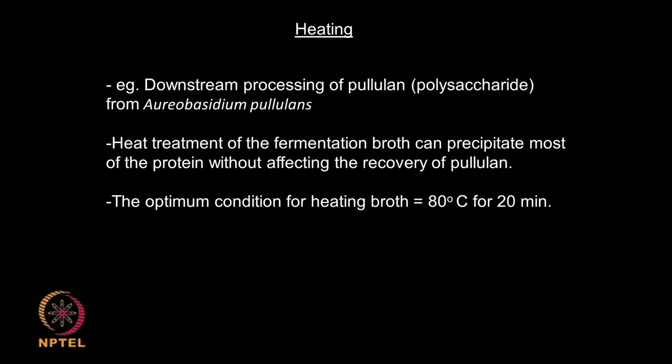Okay. For example, if you look at downstream processing of pullulan from certain pullulanase-type organisms, when you heat it up, all the proteins get denatured, so they precipitate down, but nothing happens to pullulan. Generally we can go up to 80 degrees centigrade for 20 minutes. All the proteins, as you know, are very thermally sensitive, so they get degraded or deactivated, then they precipitate down except pullulan. So if you know the stability of a protein at a certain temperature, then we can heat up slightly below that value so that the proteins which are more thermally sensitive may precipitate down.